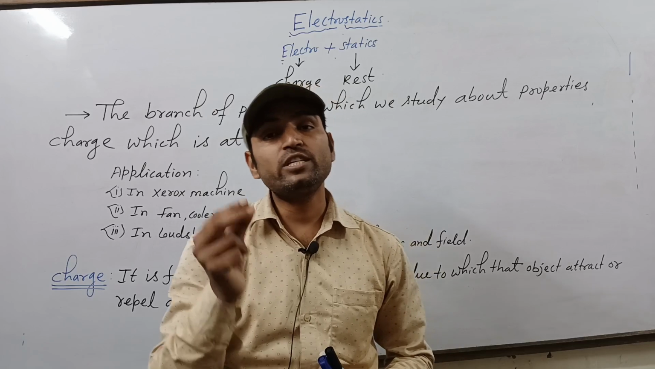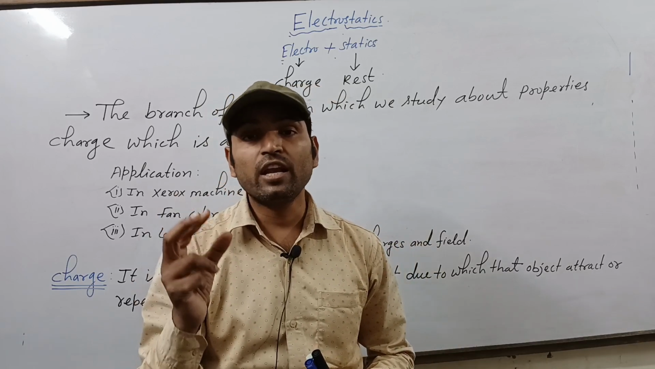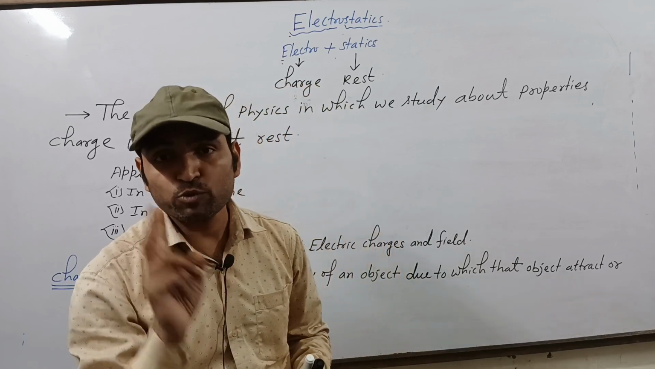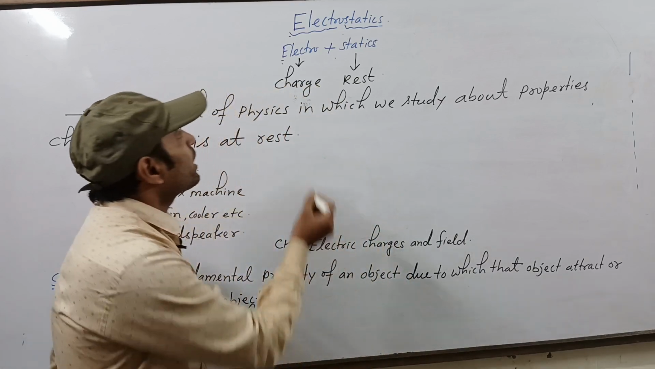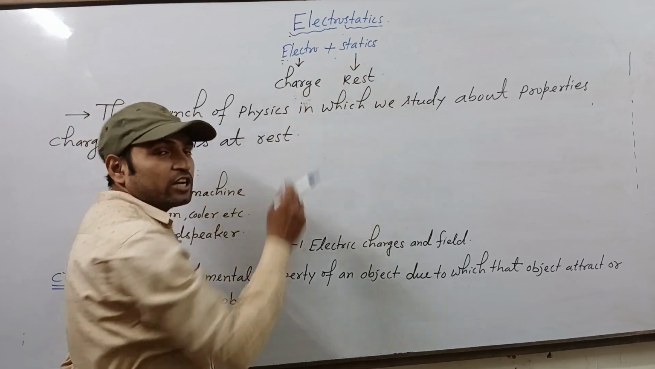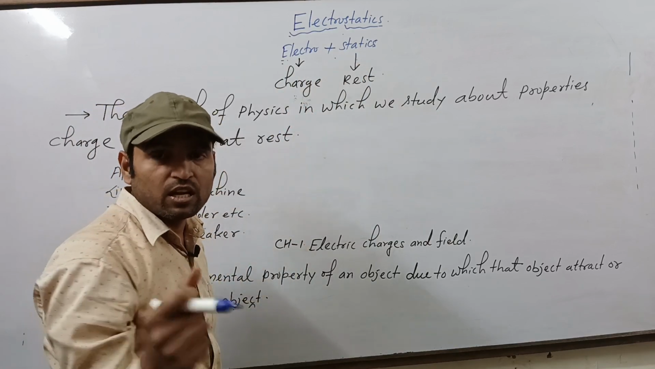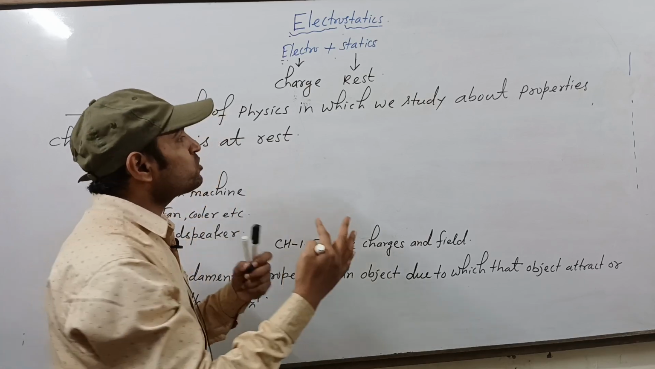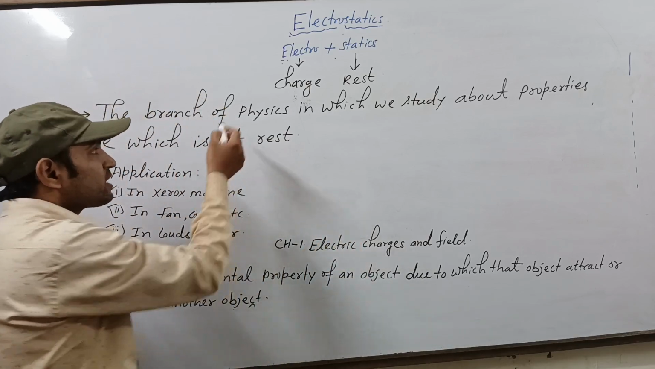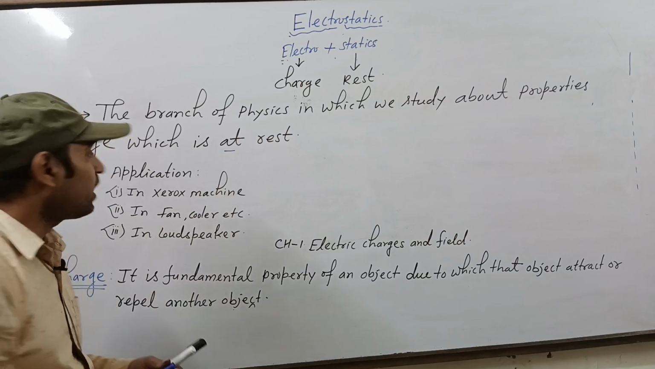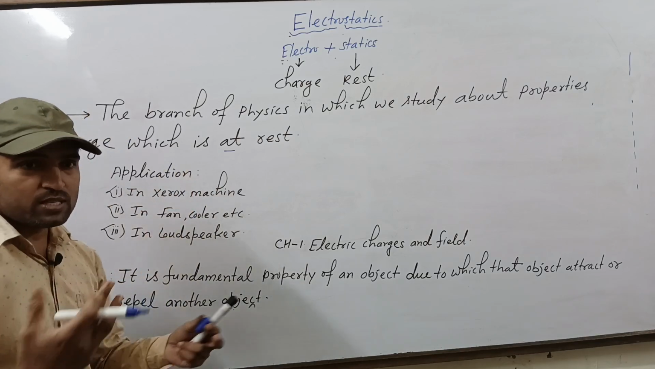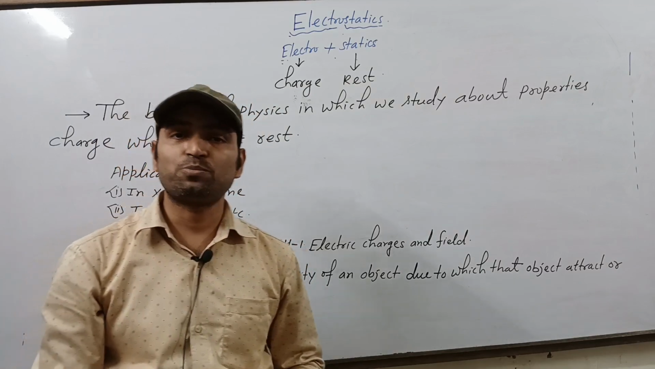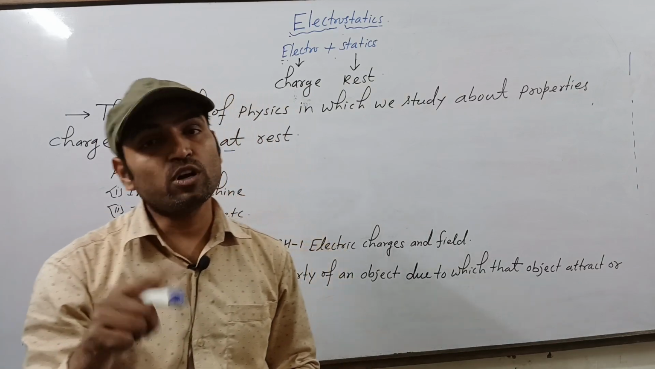First we know about what is electrostatics. What does electrostatics mean? Electrostatics is made of two words, electro plus statics. Electro means charge, statics means rest. The branch of physics in which we study the properties of charge which is at rest is called electrostatics. Understand? The charge will remain at rest, and then we will study different properties of charge. That branch of physics we call electrostatics.